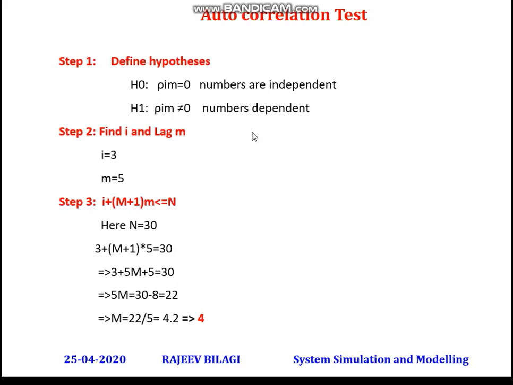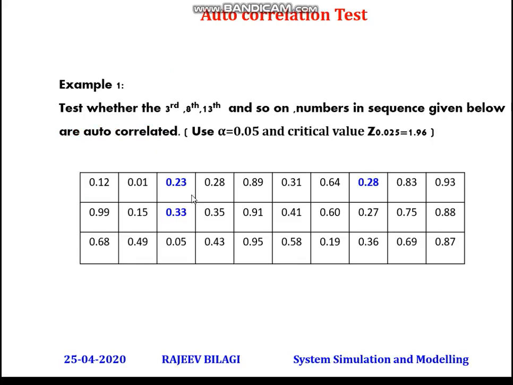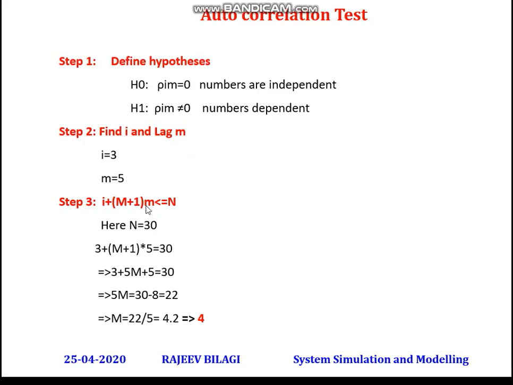Now, with this step number 1 I have identified. Then find I and lag M. I value is equal to third place. Okay, in the given problem, third, 8th, 13th. First one is I. M is third place, 8th place, 13th, that is 5. So M is equal to 5. And total number of numbers in the sequence, that is capital N, is equal to 30. So 3 plus M plus 1 star 5 is equal to 30. Substitute these values, you are going to get M is equal to 4.2, which represents the value 4.